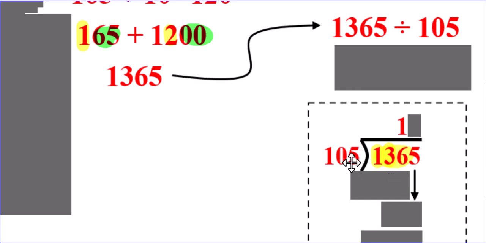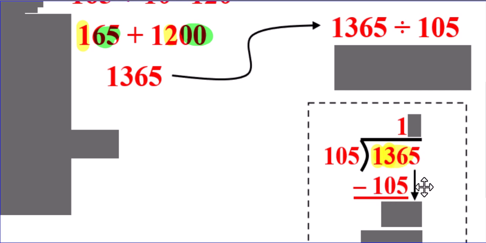So 1 times 105 is 105. Make sure you line it up underneath the 136. Don't line it up underneath the 5. 136 minus 105. 6 minus 5 is 1. 3 minus 0 is 3. 3 minus 1 is 1. This is going to give me 31.